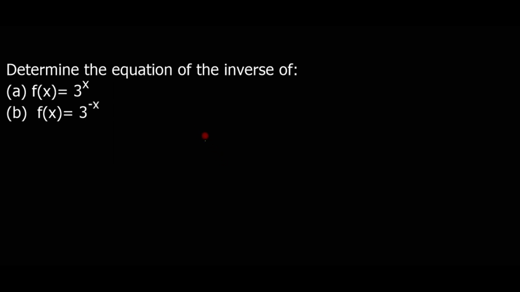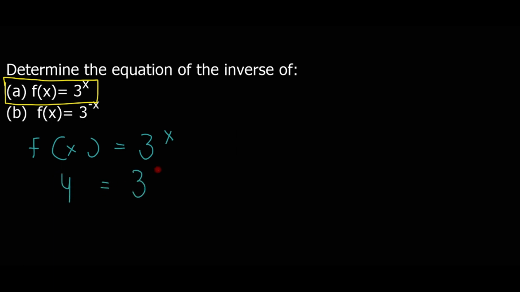This question says determine the equation of the inverse of part A first. We have f(x) equals 3 to the exponent x. And then we write y equals 3 to the exponent x. And now because we want the inverse, we interchange x and y. So x equals 3 to the exponent y.